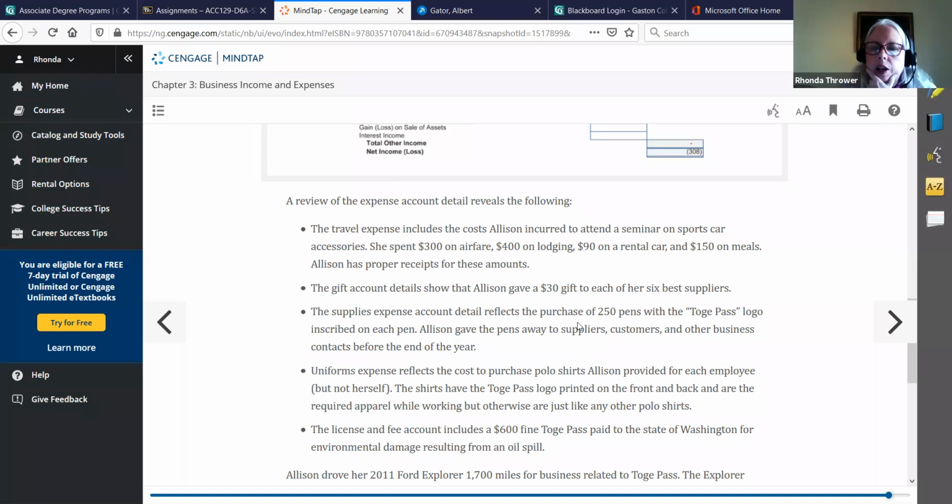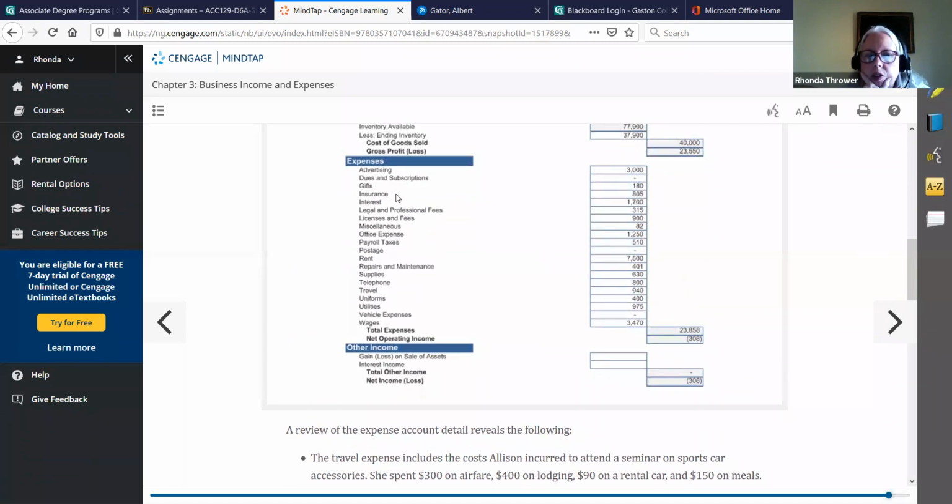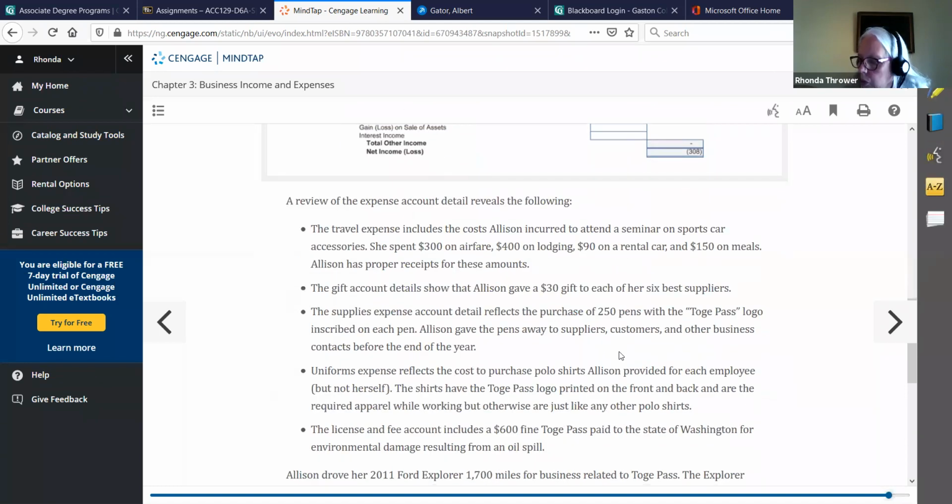So what I did is I looked at what we had recorded in supplies expense up here, because I didn't feel like they gave you much information about this. They gave you $630. If you divide the number of pens, which was 250 pens, into the supplies, which was 630. So put 630 in your calculator and divide it by the number of pens, which was 250.